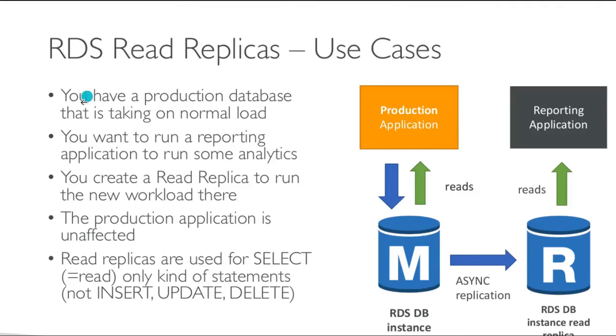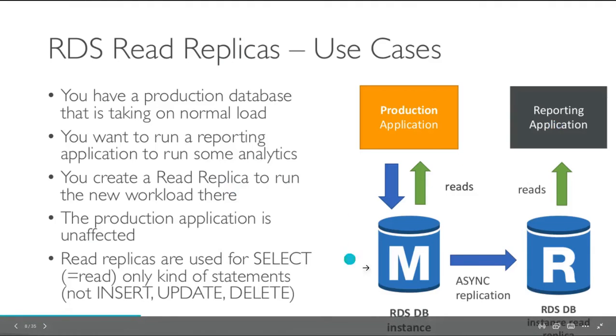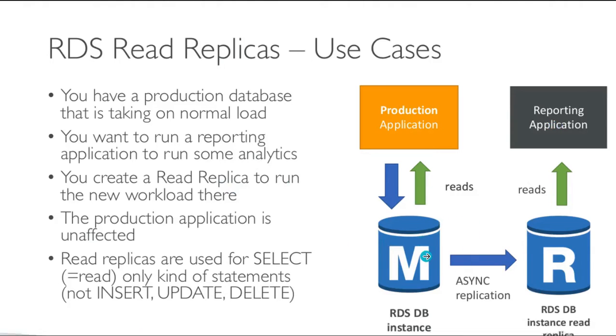So you want to run a reporting application to run some analytics, and if you run the reporting application on the master database, there can be a problem, because the performance can be reduced, because you're already using this for the production application and you don't want to do that. So you can create a read replica and then run the reporting application on this one, so that this production database is not affected.